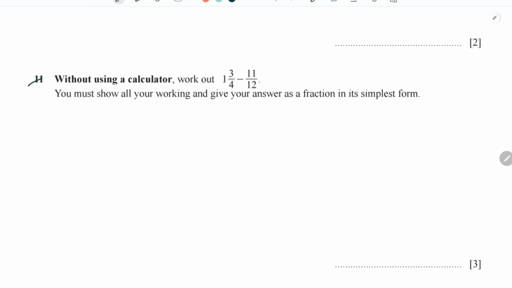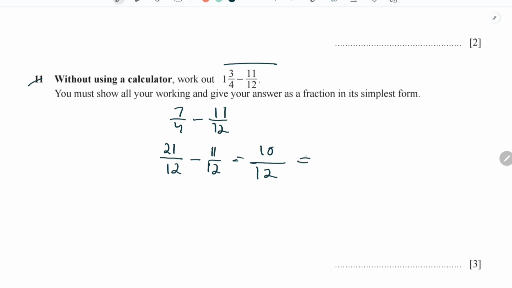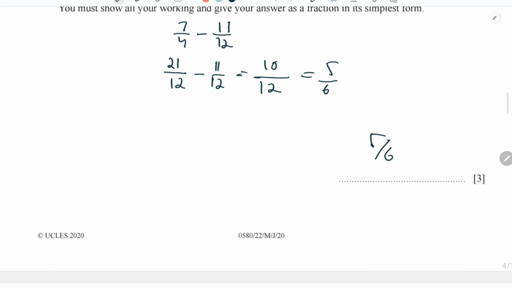Now we have question number 11. So we want to work out and simplify this one in its simplest fractional form. First we convert this whole number into a fraction. So 4 times 1 is 4, then 4 plus 3 is 7, so 7 over 4 minus 11 over 12. Now we multiply the first fraction by 3 to get the denominators equal, so 7 times 3 is 21, and 4 times 3 becomes 12. So 21 minus 11 over 12, that becomes 10 over 12. So 2 times 5 and 2 times 6. So 5 over 6 is the answer.